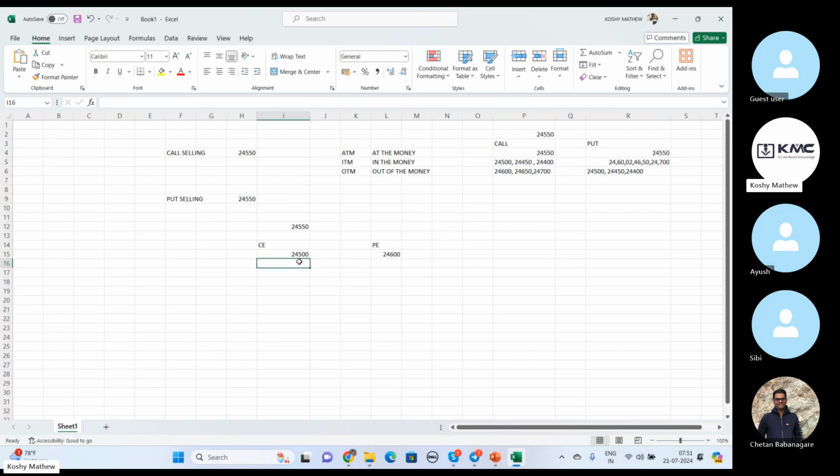You can buy 24,400 also, but again, you will end up paying a high premium. So you have to take a calculated risk where you don't end up paying a high premium, but also take a strike which erodes your premium slowly. Any questions, please ask.